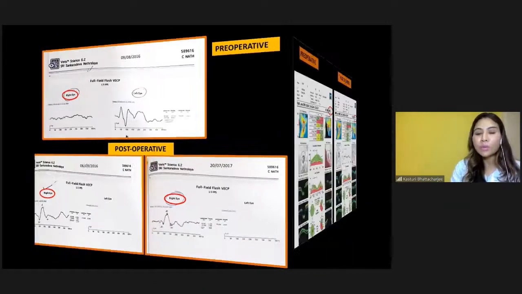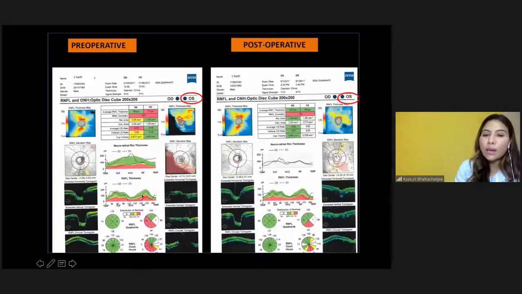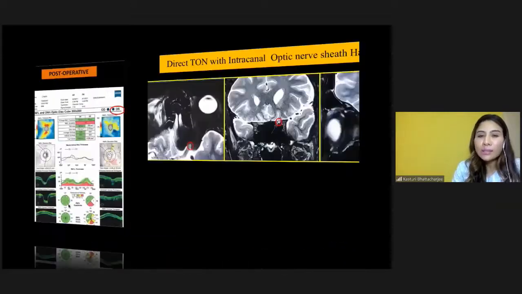And this is what is interesting. We do an OCT RNFL, and when you see the RNFL, this is totally atrophied here. But see the post-operative, this atrophy is much reduced following the decompression in the same patient that I have shown you earlier. And this is another patient.